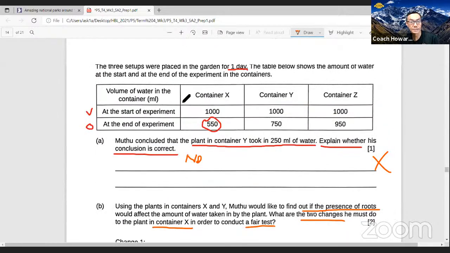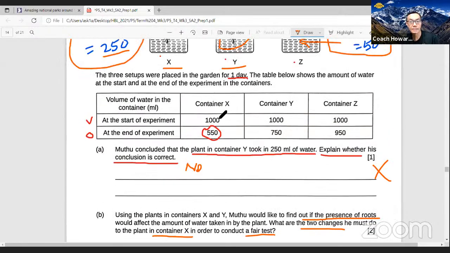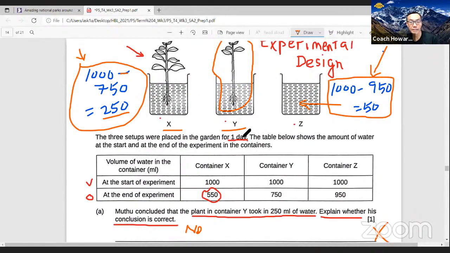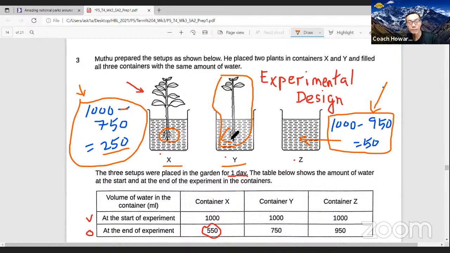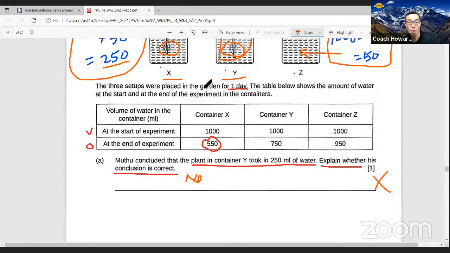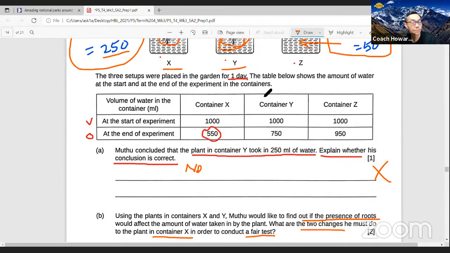So look at here. So these two plants, right? X, right? Can you see there's roots here? And there are roots here, right? Okay. But I want to test whether the presence of roots matters. So that means one of them must not have any roots, right? Correct. So for the X1, I can say remove the roots from the plant. Okay. So one of the changes, remove the roots from the plant in container X.